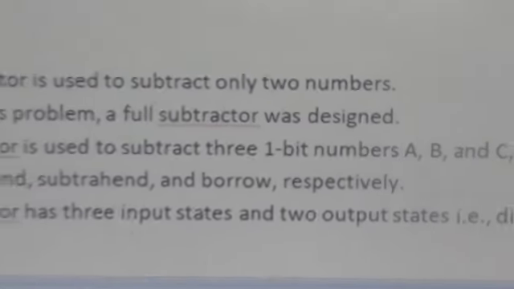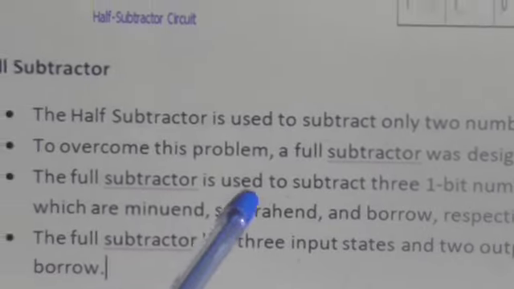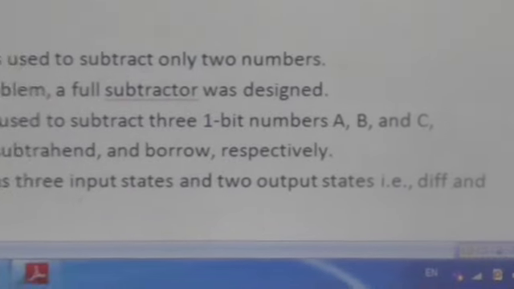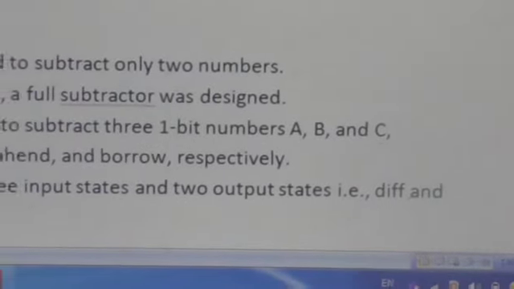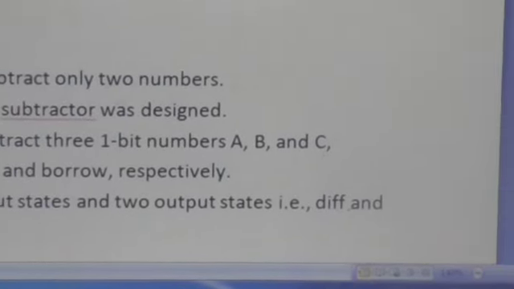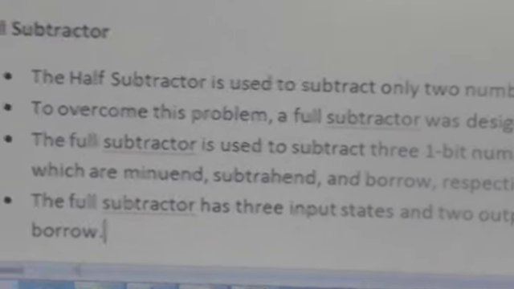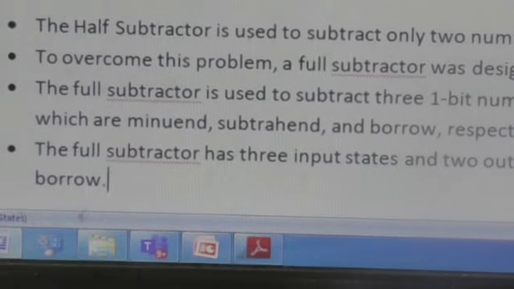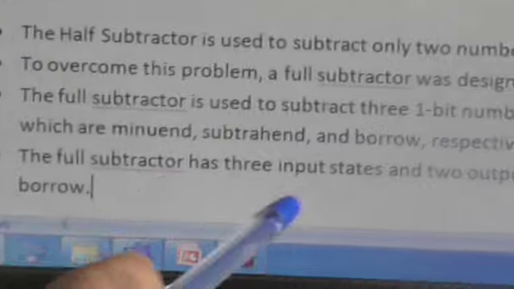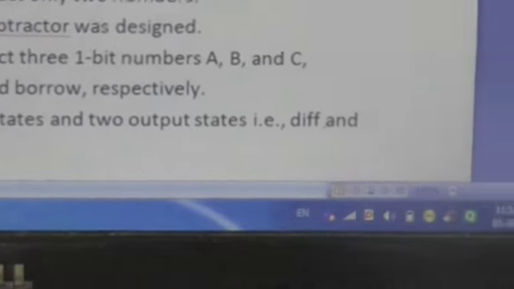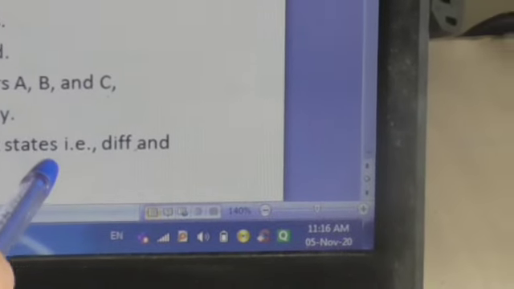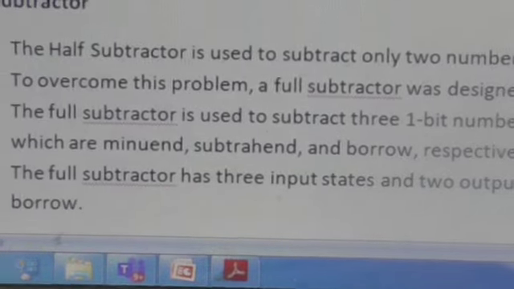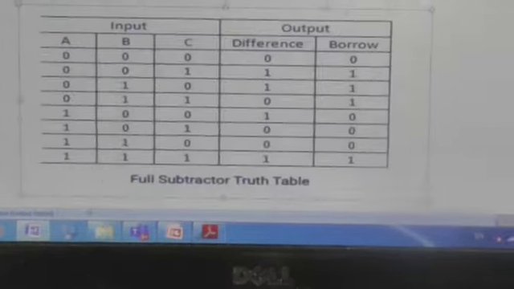What do we mean by full subtractor? The full subtractor is used to subtract three 1-bit numbers. Whenever we want to subtract three 1-bit numbers like A, B and C, we should go with the full subtractor. Clear? So the full subtractor has three inputs, A, B and borrow-in, and it has two outputs, difference and borrow.